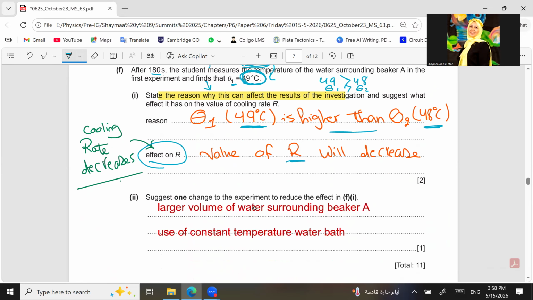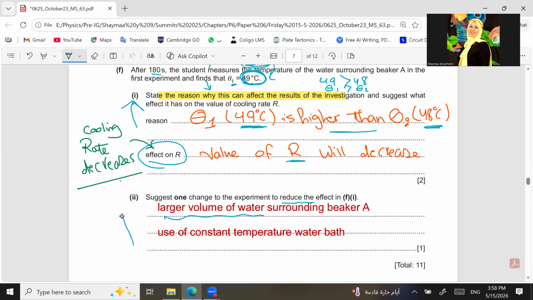Suggest one change to the experiment to reduce the effect in F1. I need to reduce this effect, that is, reduce the decrease in the cooling rate. So I use what? A larger volume of the water. Use a constant temperature water bath.